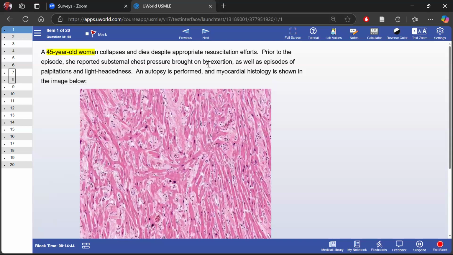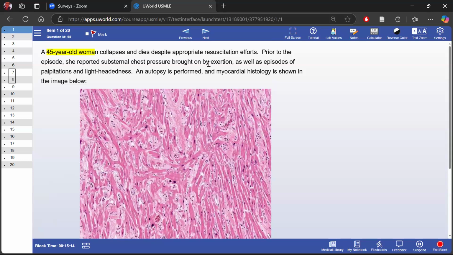When you get vignettes that have pictures, images, etc., I think the best approach would be to ignore the image initially and read the vignette. The reason is that most of the time you don't need the image. In some cases you don't need the image or the graph or whatever else to actually answer the question. By just reading the vignette, you're good to go. But sometimes you might need the image, but at least you would have something in mind, right?